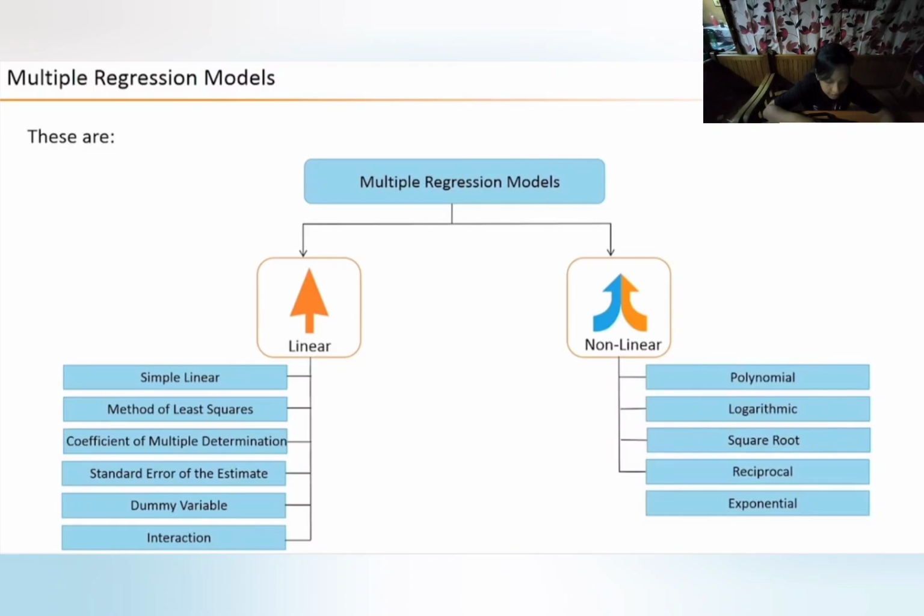Let's look at the different kinds of linear and nonlinear analysis. The list of linear techniques includes simple: method of least squares, coefficient of multiple determination, standard error of the estimate, dummy variable, and interaction. Similarly, there are many nonlinear techniques available, such as polynomial, logarithmic, square root, reciprocal, and exponential.